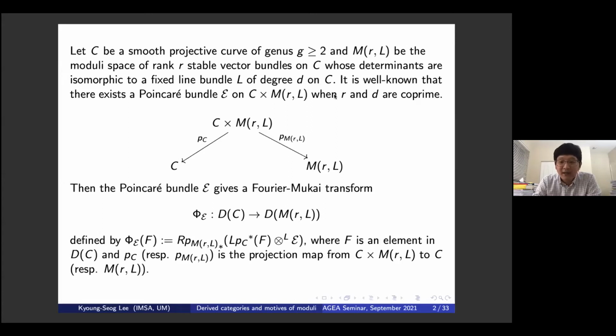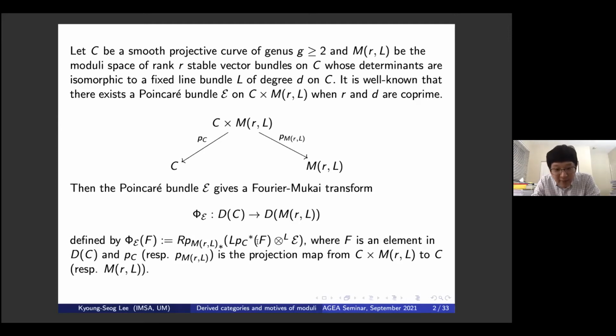When R and D are coprime, it is well known that there exists a Poincare bundle on C times M. So there's a bundle on C times M, and I can define the so-called Fourier-Mukai transform from the derived category of C to the derived category of M, whose kernel is this Poincare bundle.